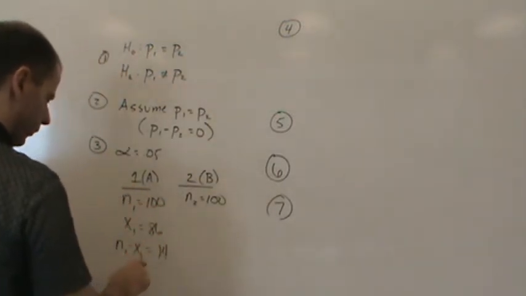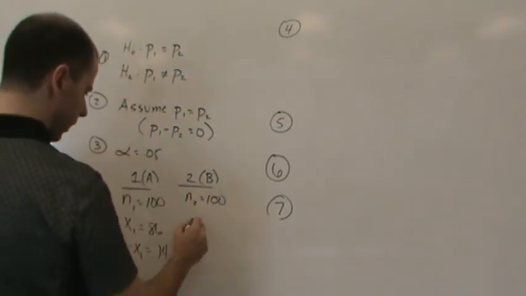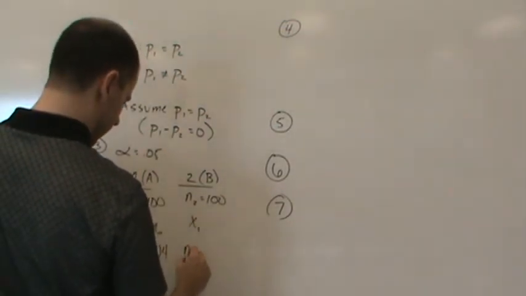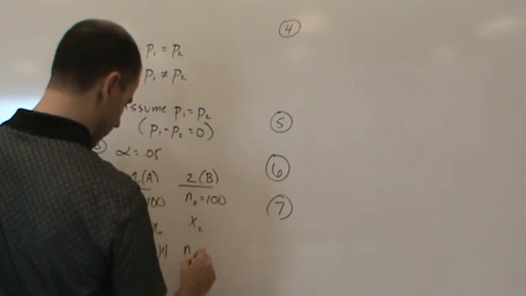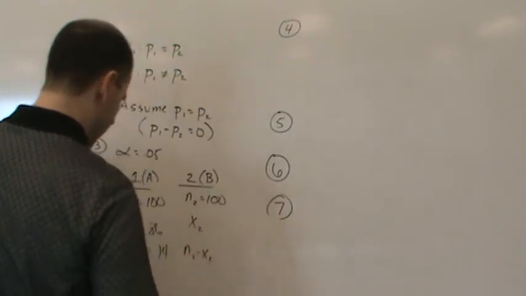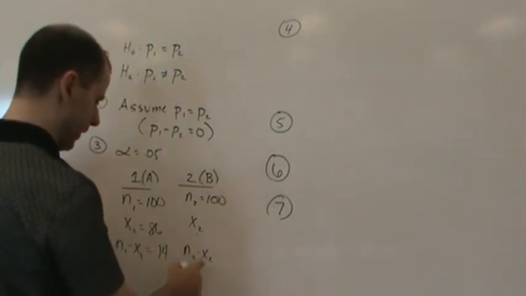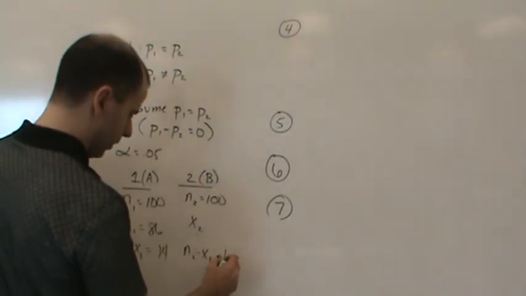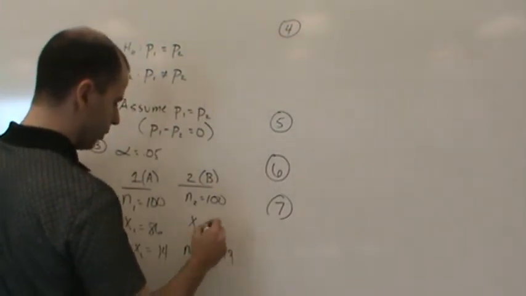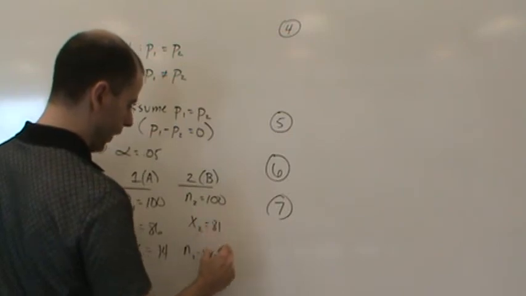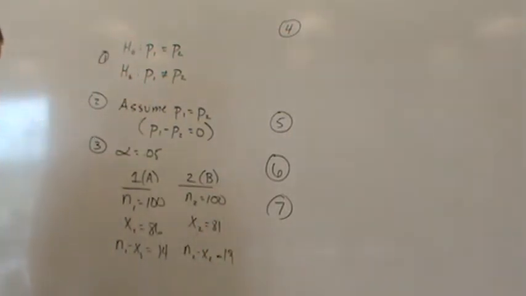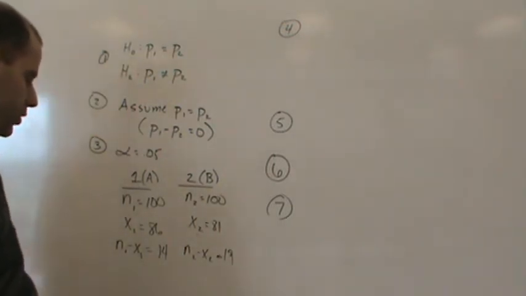So now, let's go over here. So what about x1, x2 and n2 minus x2? Now, x2 in this case, the number of failed ones in the second one was 19. So we had 19 failures. And here, that means we had 81 that did not fail. Okay? So 81 successes out of 100.